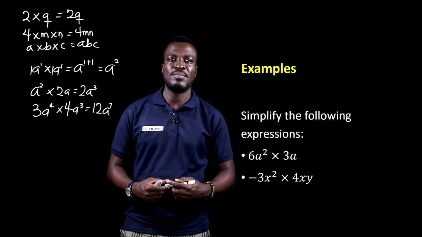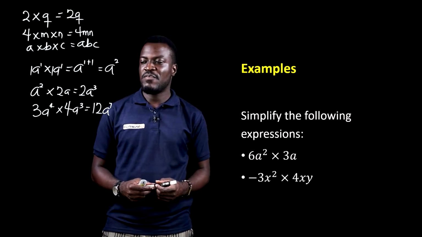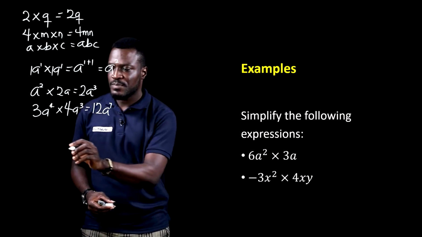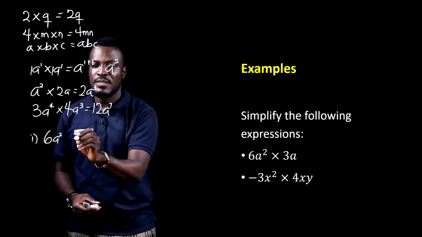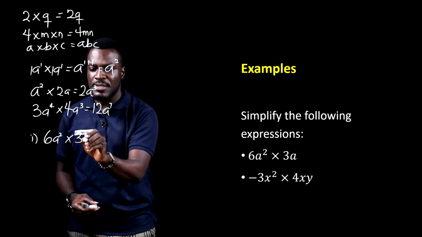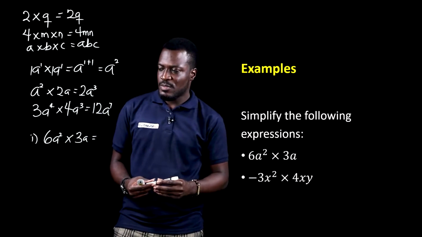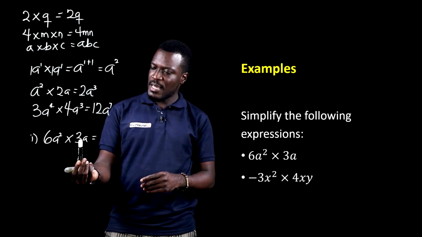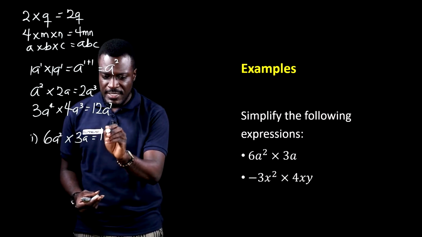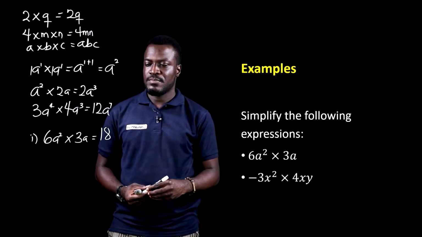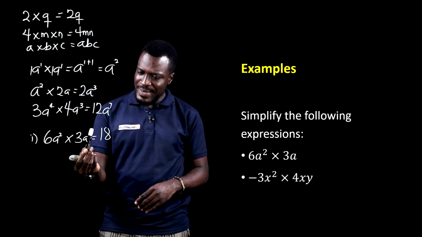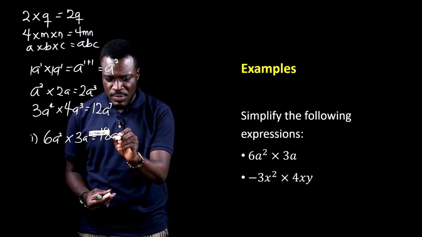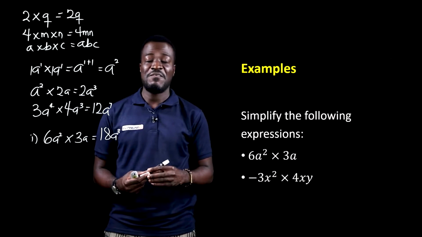So now let's try this example. We have to simplify the following. So you have 6A squared multiplying 3A. So we have 6 times 3, which is 18. And this A squared and then this A. So 2 plus 1 will give us A raised to the power 3. Very simple.